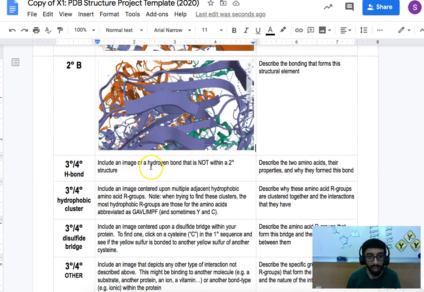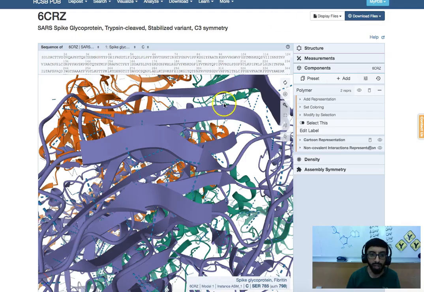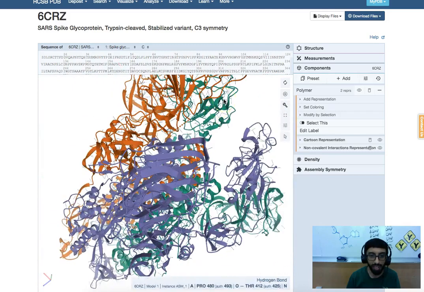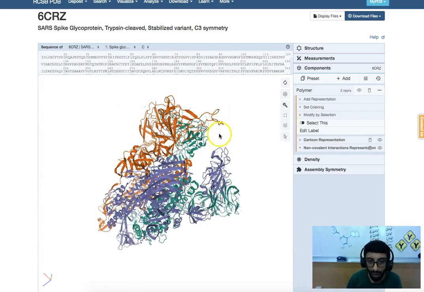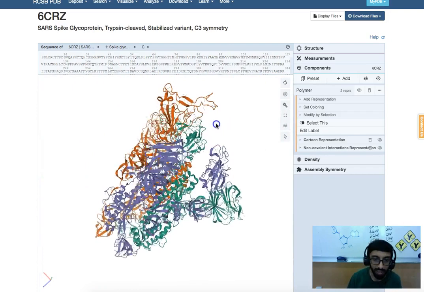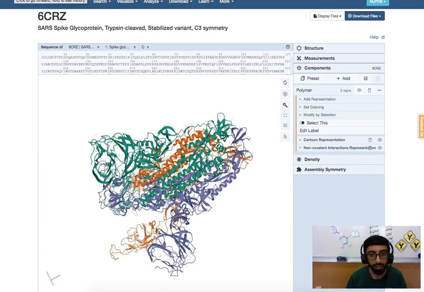Next, we want to look at a hydrogen bond that's not in the secondary structure. We want to look at a hydrophobic group. We want to find a disulfide. Let me see how quickly I can do that for you because I'm taking too long on this video. All right, so next, we're going to look for hydrogen bonds, disulfide bonds, and a hydrophobic cluster. The easiest way to find a bond that forms tertiary or quaternary structure, meaning between alpha helices or between sheets or between a helix and a sheet, is to actually just look for polar amino acids.